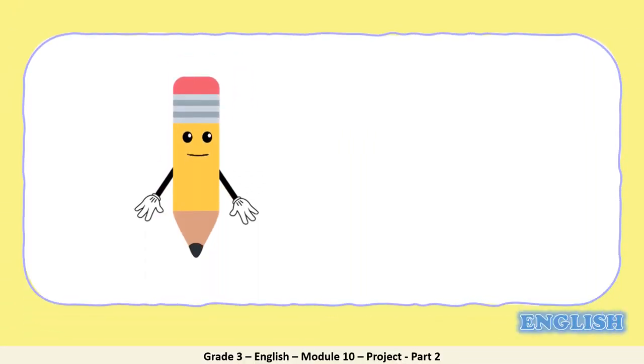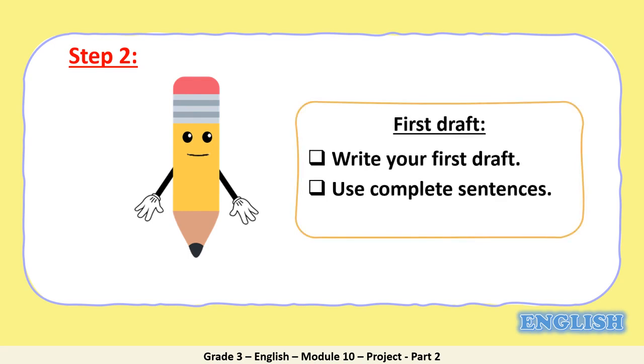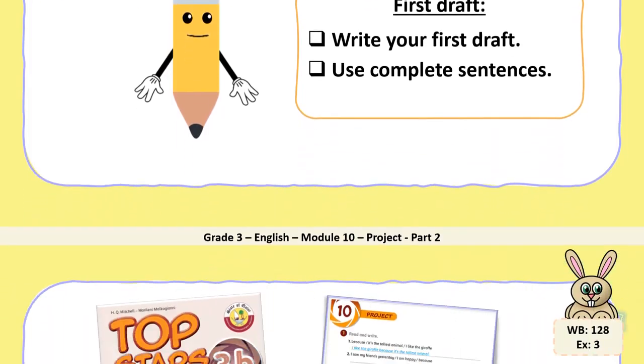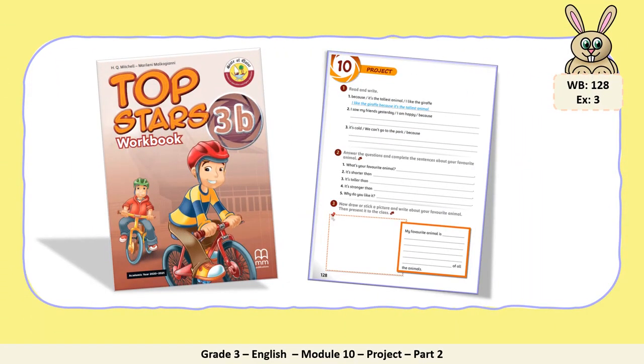Now that we finished brainstorming, let's move to step 2, first draft. In this stage, we are going to write our first draft. We are going to write sentences and join them into a paragraph. Are you ready to start writing? Here we go. For the first draft, we will move to exercise 3 on the same page.